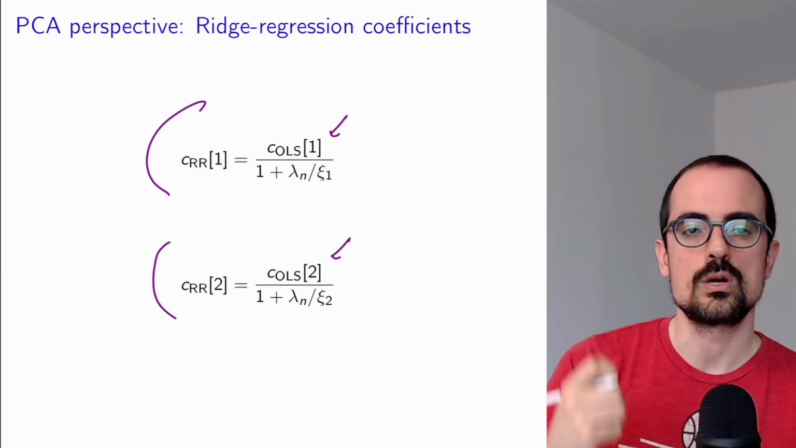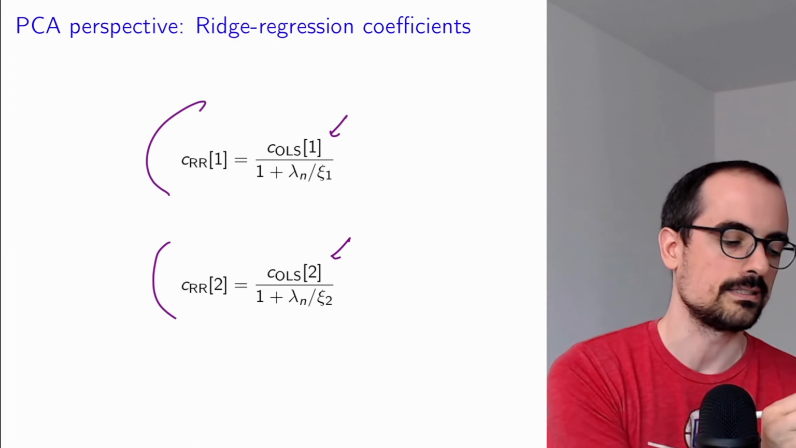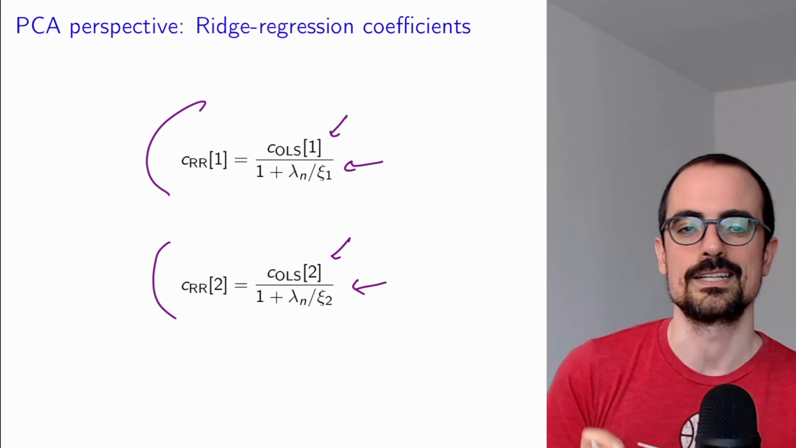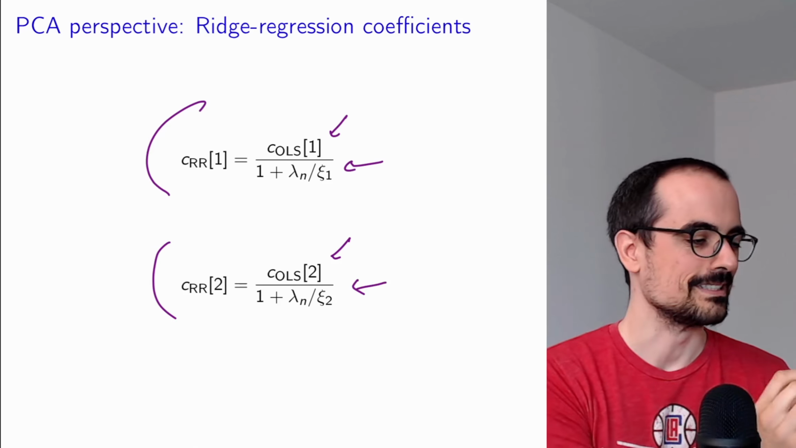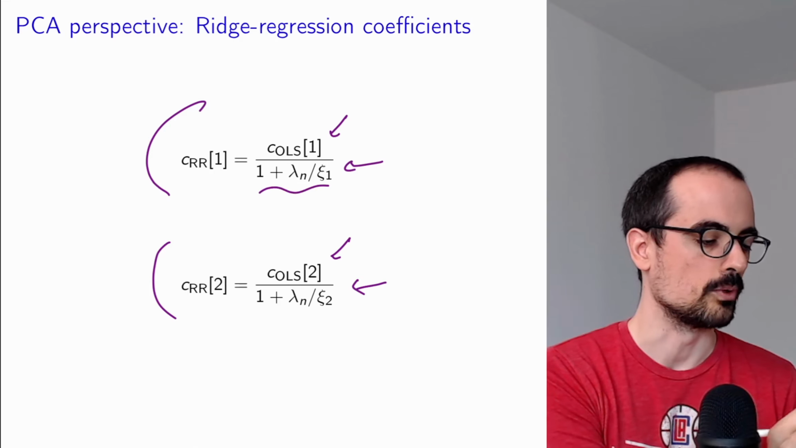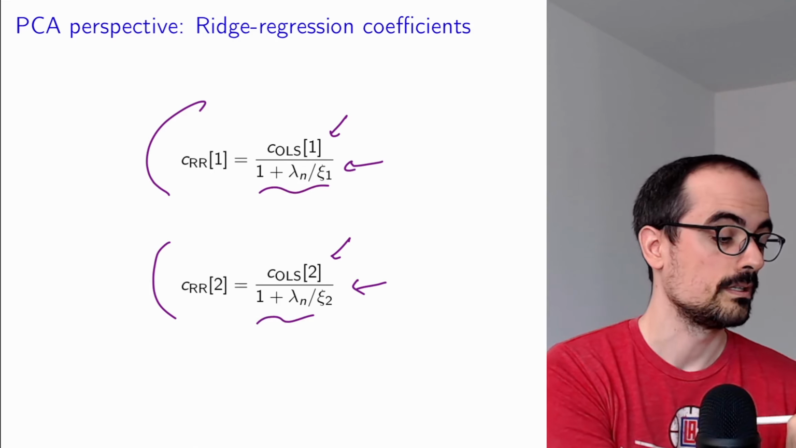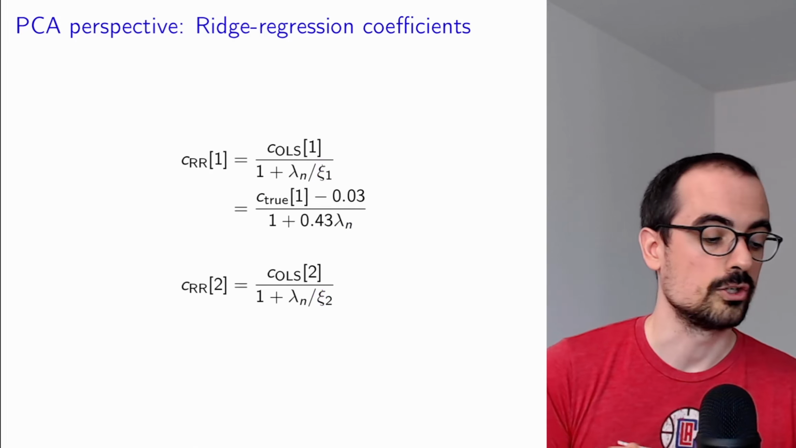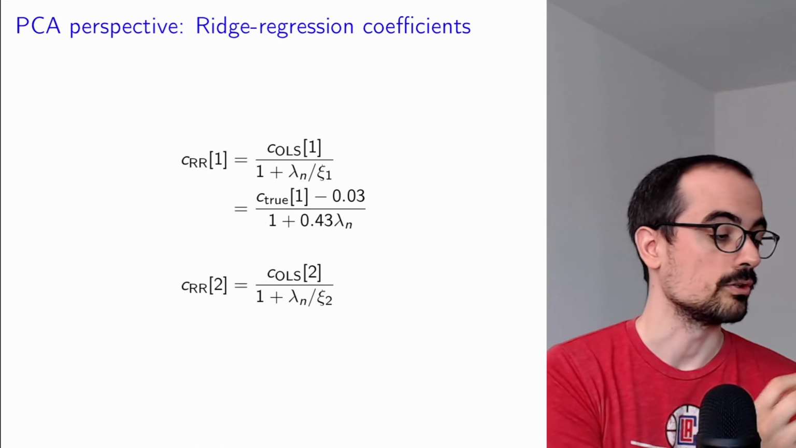So if we look at the amplitude of the ridge regression coefficients in the first principal direction, it's exactly equal to this. And if we look at its amplitude in the second principal direction, it's exactly equal to that. Okay, I'm going a little bit crazy with the arrows, but hopefully it's clear. And remember that we have this term that is super important. Now for our example, I'm just going to replace the two sample variances by their actual values. And these are going to be the values of our ridge regression coefficients.